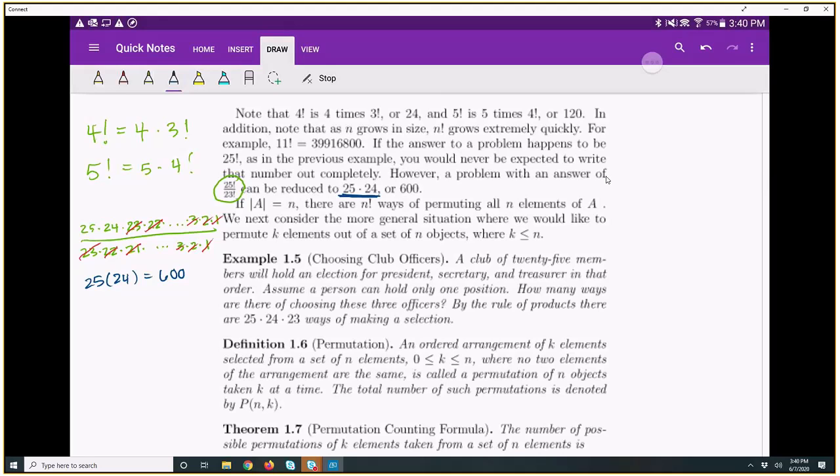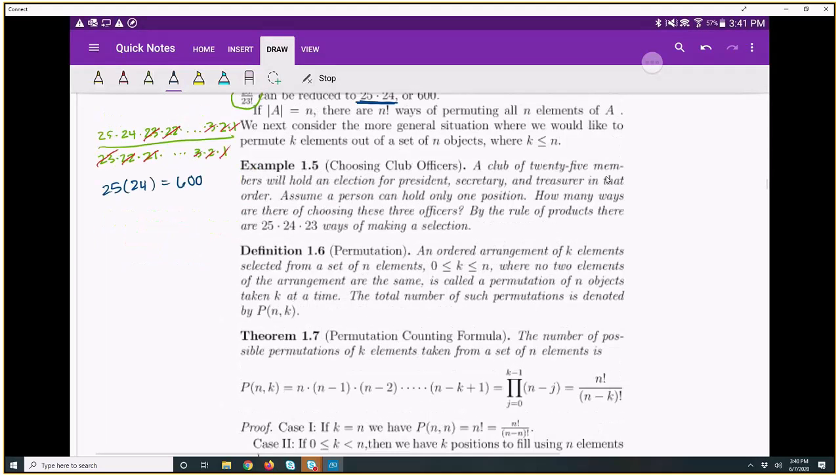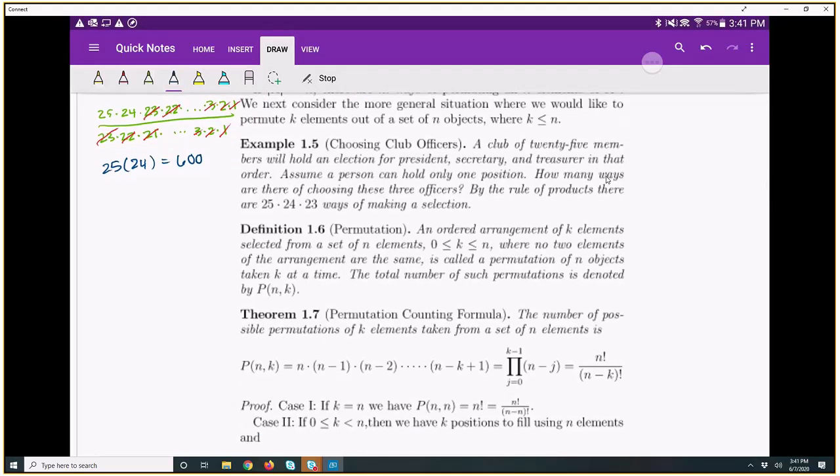But you may want to know how many ways to permute a subset of the elements. So maybe k elements out of a set of n objects, where k is a positive integer less than or equal to n. An example would be a club of 25 members holding an election for president, secretary, and treasurer in that order. Then assume a person can hold only one position. How many ways are there of choosing the 3 officers? By the rule of products, we have 25 ways for choosing the president, then 24 ways for choosing the secretary, 23 ways for choosing the treasurer.